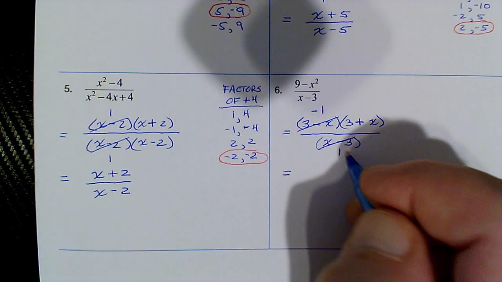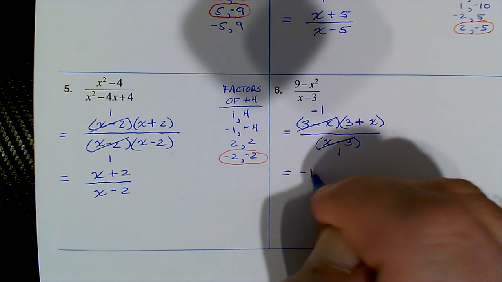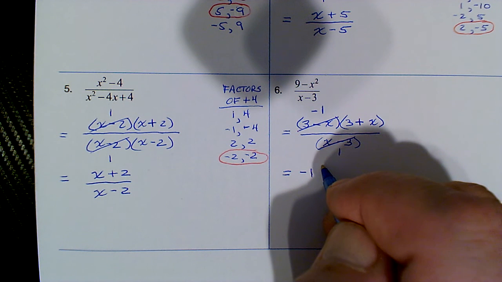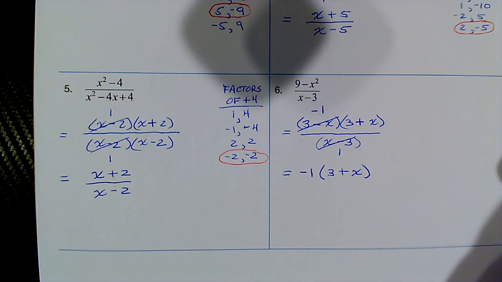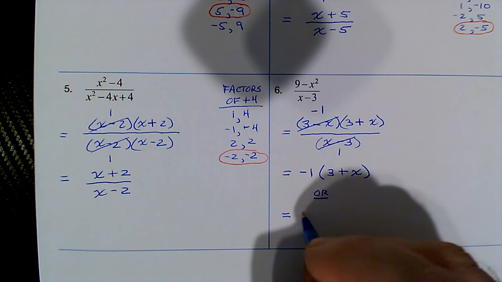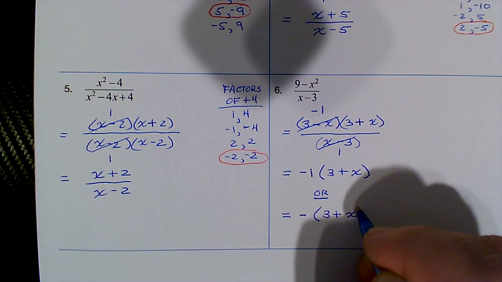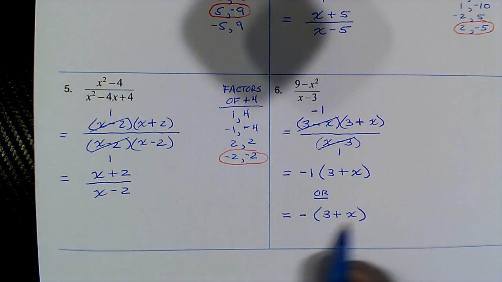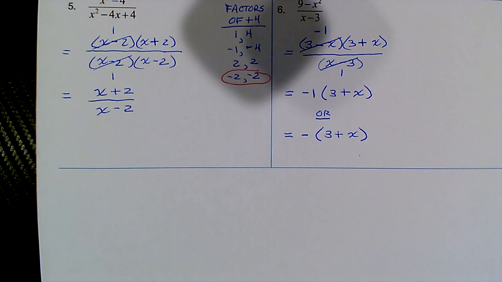And so we have a 1 in the denominator, so no need to write that. But this negative 1 has to be written out in front of a set of parentheses that contains the binomial 3 plus x. So you could write it with literally the negative 1 there, or the 1 is understood, so you could actually write it as a negative, and then in parentheses 3 plus x. But we don't want to distribute the negative because we want it in factored form, and so that is the preferred answer.